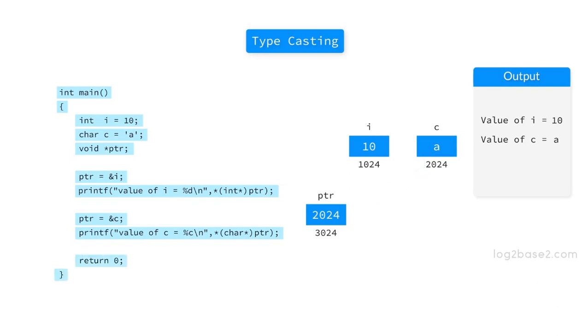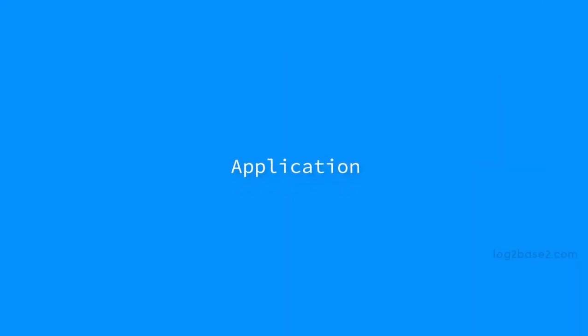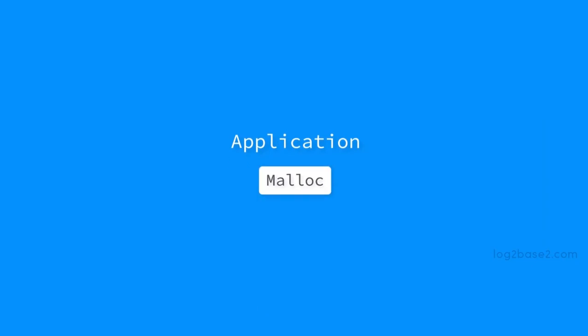Now let us discuss the applications of void pointers. The best application is the malloc function. Malloc is a generic function which is used to allocate dynamic memory of any data type. It will allocate dynamic memory and return a void pointer. Since void is a generic pointer, we can assign it to any data type like integer, character, float, etc.